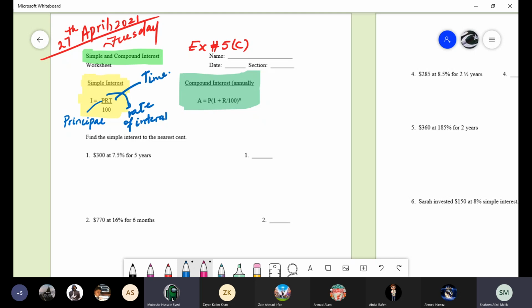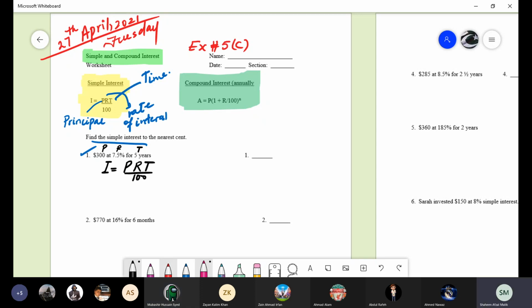Okay, so let's start. The question is to find the simple interest. What is question number one? $300 at 7.5% for 5 years. Principal is given to you, rate of interest is given to you, and time is given to you. Yes, boys, how will you solve? Just simply write the formula. I is equal to PRT over 100.